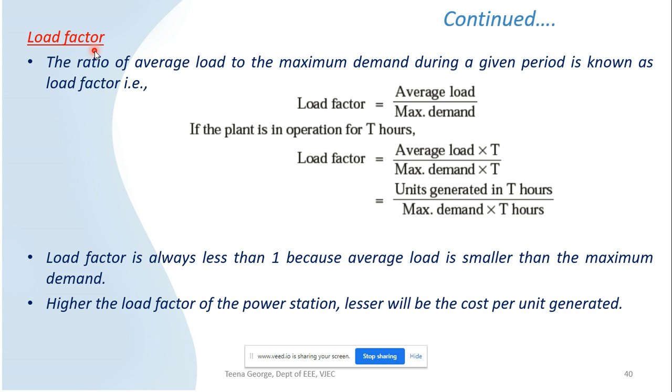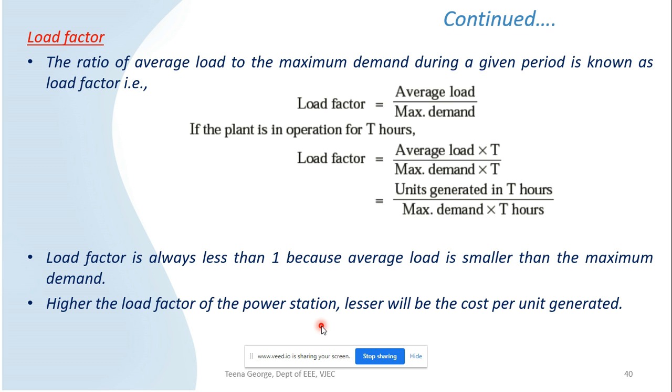Another important factor is load factor. It is the ratio of average load to maximum demand. Load factor equals average load by maximum demand, or it is equal to units generated in T hours, average load into time, divided by maximum demand into T hours, the time of operation. We know that average load is always less than the maximum demand. So load factor is always less than 1.